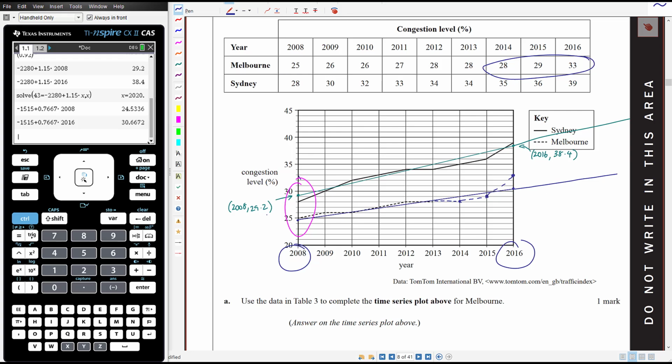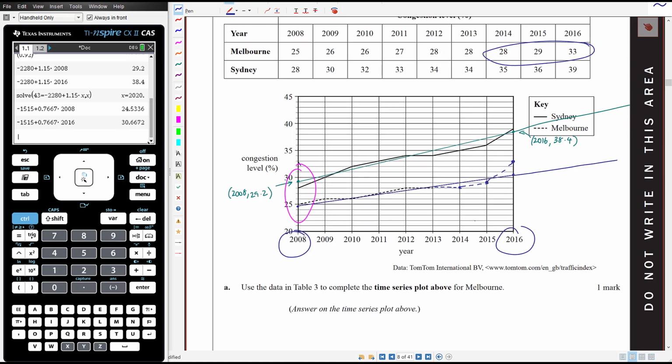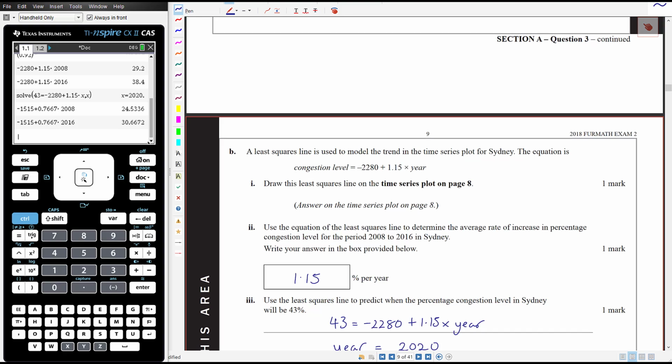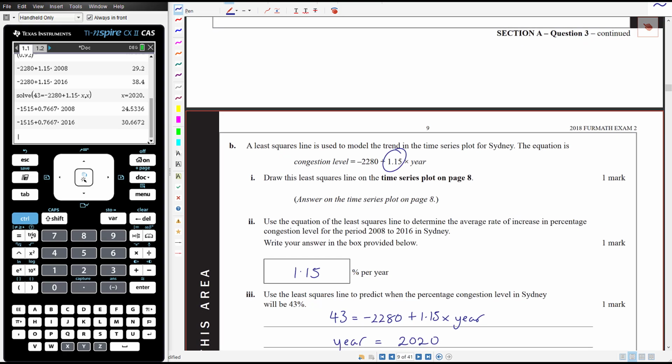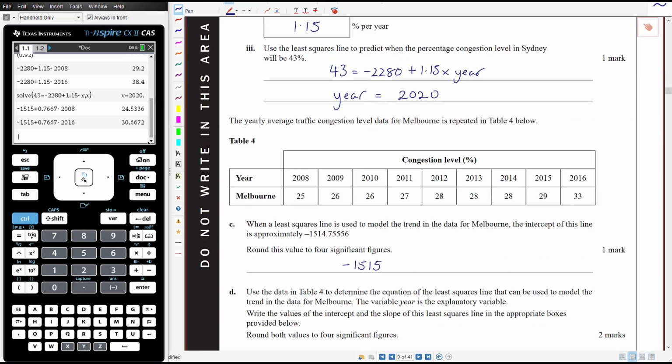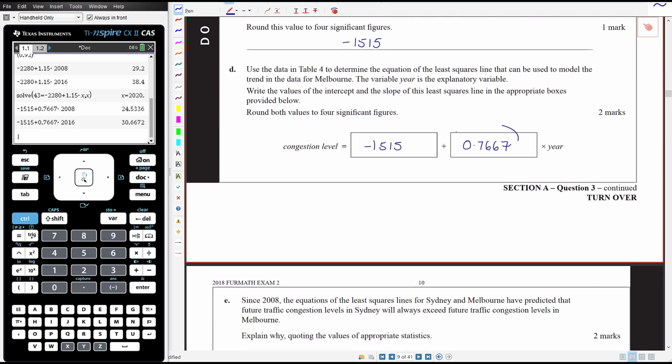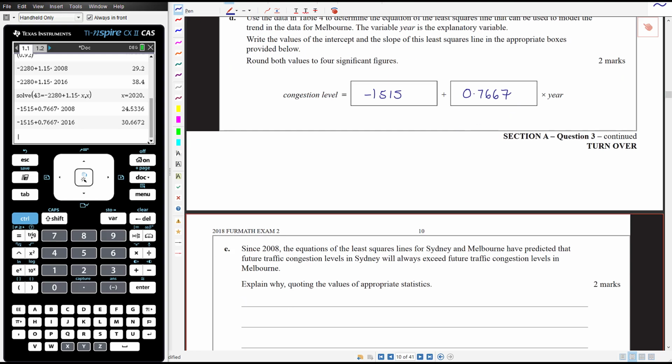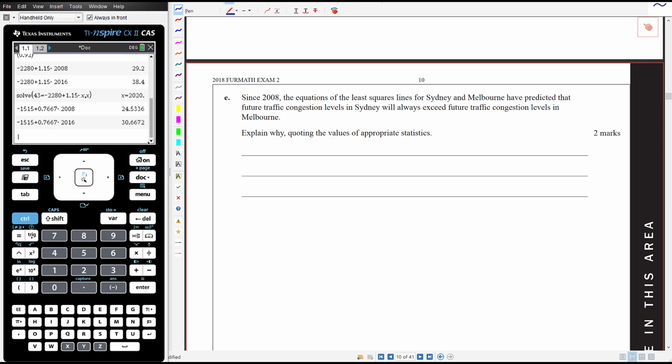It's higher, 29.2 compared to 24.5 in 2008. We can also confirm from the regression equations that the Sydney slope is 1.15. So we're increasing on average by 1.15% every year, whereas the Melbourne congestion is only increasing on average by 0.77% per year. So we want to quote those things here.